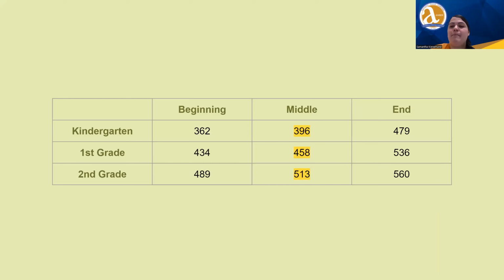And here is our beginning, middle, end of that typical growth of where each student should be based on their grade level. So if my student is in kindergarten, based on the typical growth, my student will be beginning at a 362. On that January mark, they're going to be hitting the 396. At the end of the school year, they'll be hitting that 479. So you can take a moment to pause this video, take a look at where your child is, what grade they're at, and what the typical growth is saying they're projected to be on.